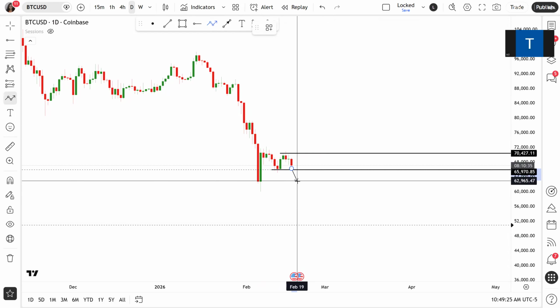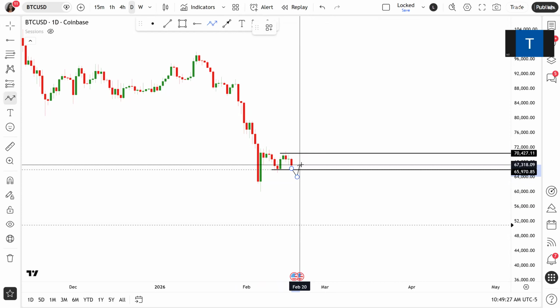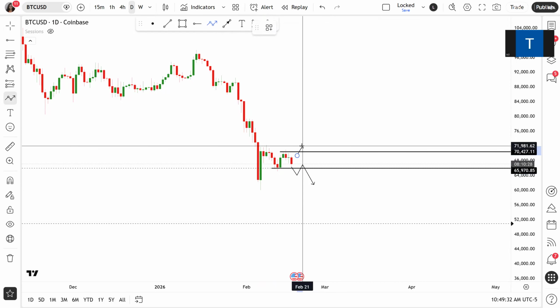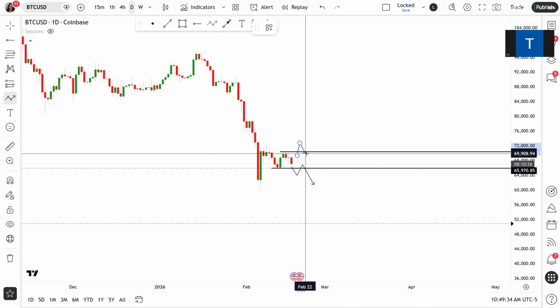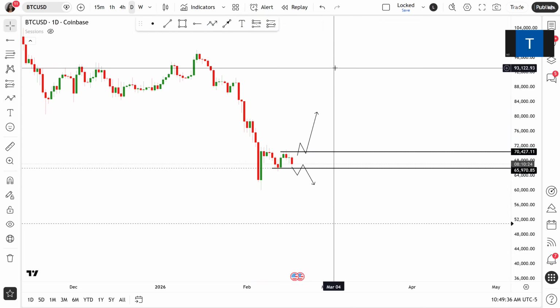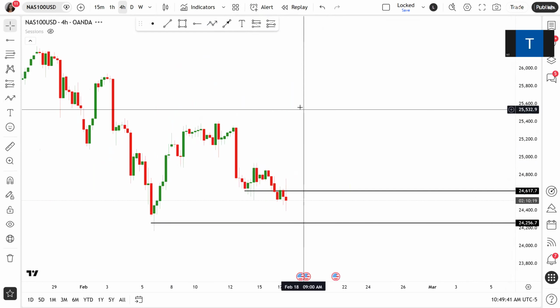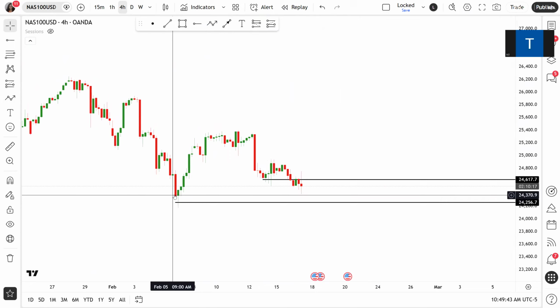So if price breaks to the downside, you'll see an indication, correction, and then price will continue. Vice versa, you'll see an indication, a higher high, a higher low, and then a push up higher. And that's pretty much it. And Nasdaq is pretty much doing the same thing as well. So you see Nasdaq with the same low.